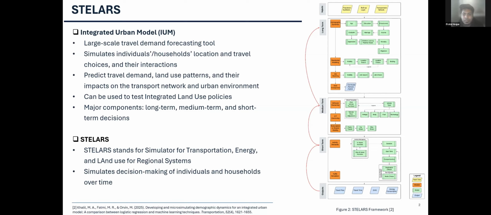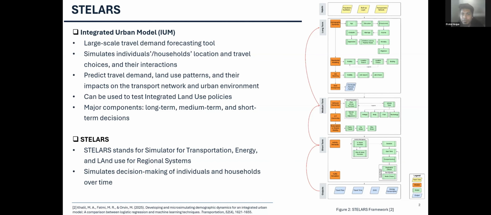So in a typical integrated urban model framework, there are three major components: the long-term, medium-term, and short-term decision components. Stellar stands for Simulator for Transportation, Energy, and Land Use for Regional Systems. It is one of the newer integrated urban models developed by my research lab at UBC, and it simulates decision making of individuals and households over several years. On the right, you can see the overall framework of Stellar.